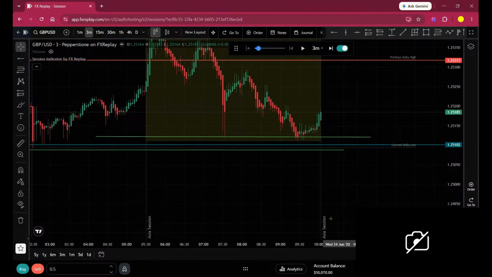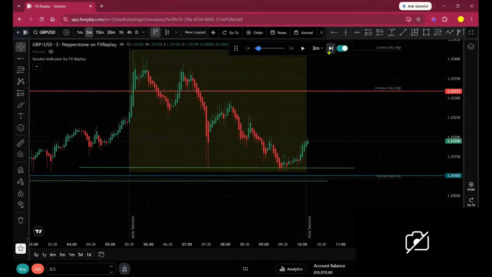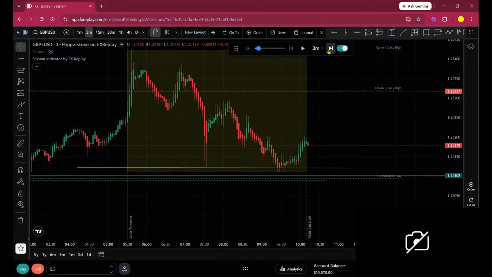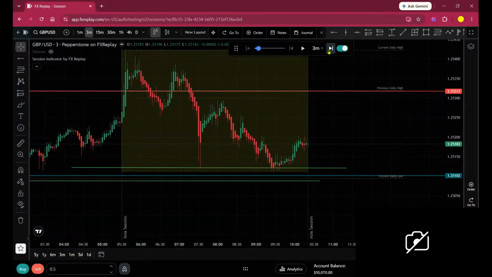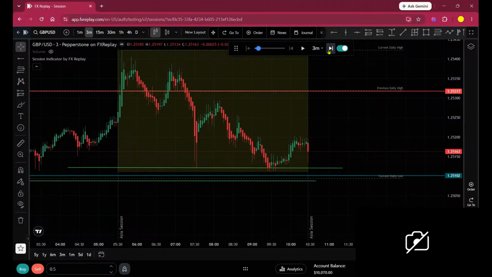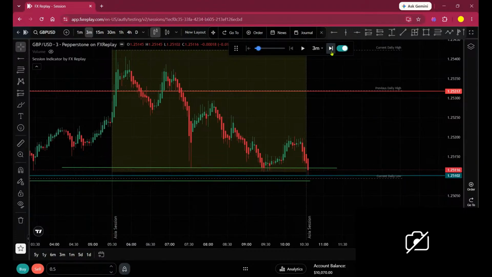Now we have 10 o'clock, and around 11:30 Asia will be closed. Okay, this is the Asia range. See, this is the target I was saying, right? From below only the market will fall. Okay, now it again swept the liquidity of this.